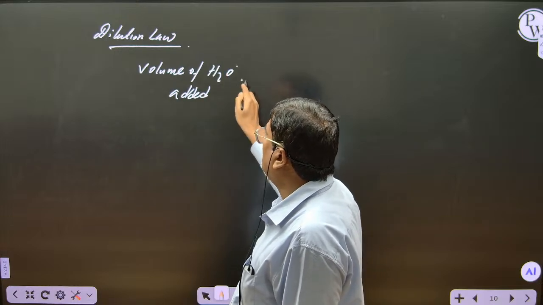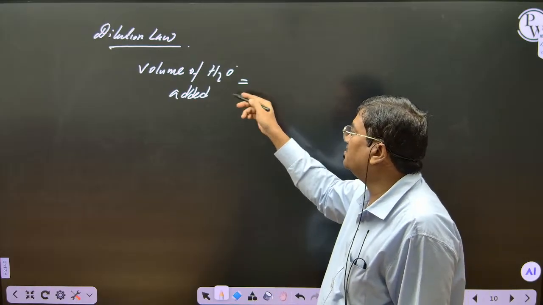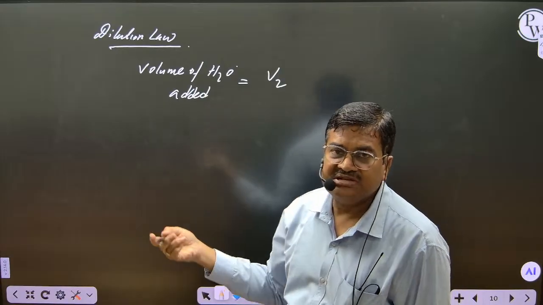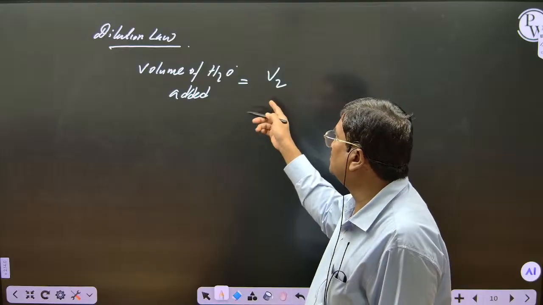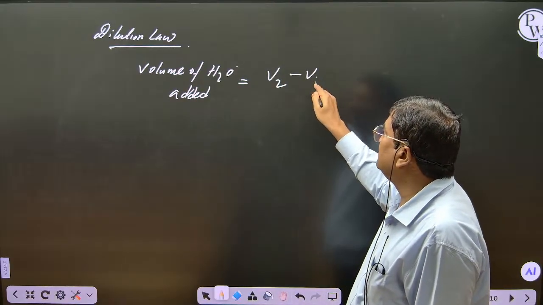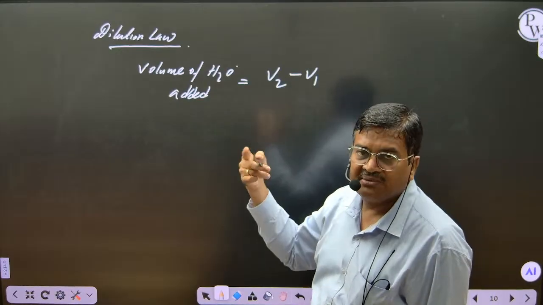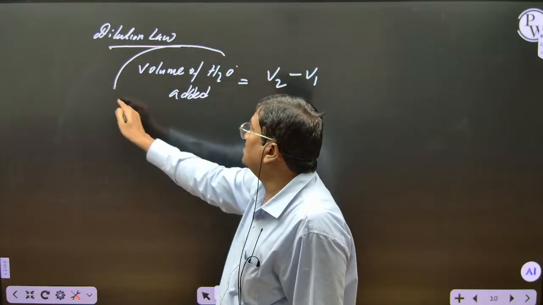To bring initial concentration to final concentration, how do we approach? You have to first find the final volume using the dilution formula, the same M1V1 equals M2V2. After getting V2, you have to subtract the initial volume from the final volume. That will give the volume of water added.